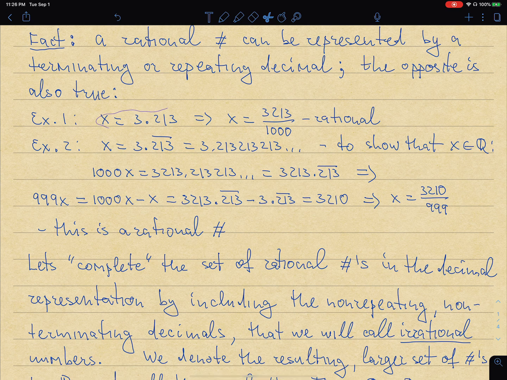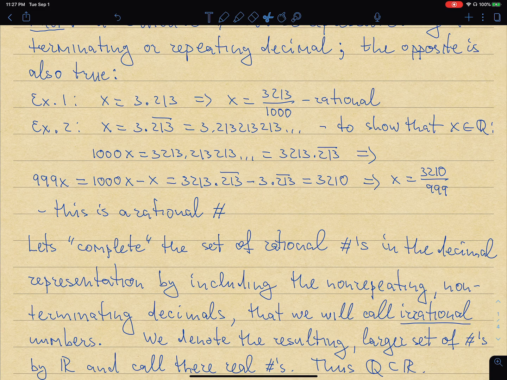One example is very simple. If I have a terminating decimal like I do here, then in order to construct a rational number, a ratio of two integers, which will give me this number, it is sufficient to multiply and divide this decimal by 1000, and you get a number like this, which is certainly rational.